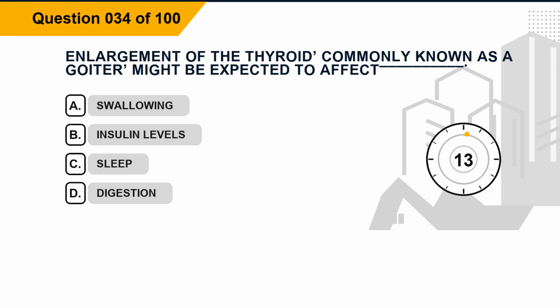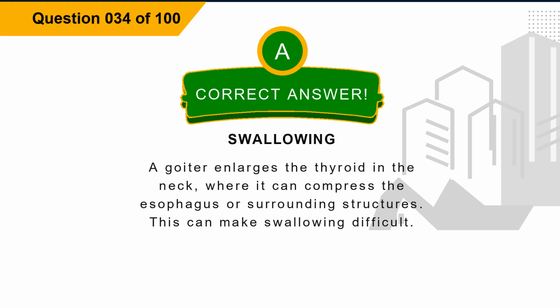Question 34. Enlargement of the thyroid, commonly known as a goiter, might be expected to affect blank. Option A, swallowing. Option B, insulin levels. Option C, sleep. Option D, digestion. The correct answer is option A, swallowing. Explanation: a goiter enlarges the thyroid in the neck, where it can compress the esophagus or surrounding structures. This can make swallowing difficult.